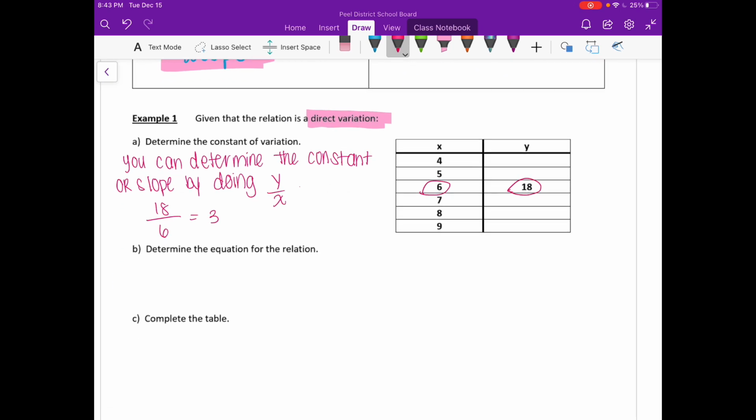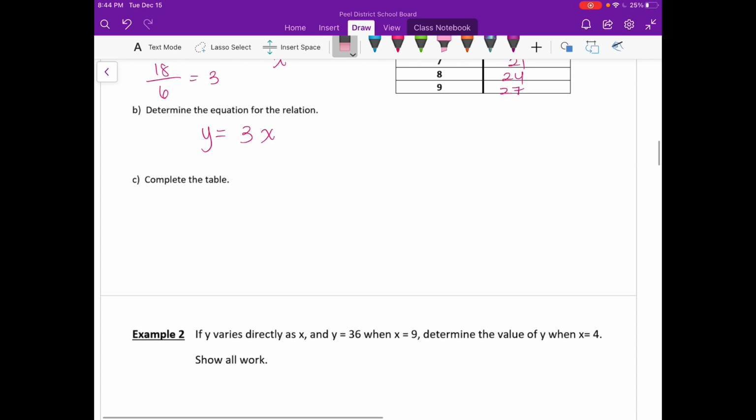To determine the equation of the relation, it's just going to be y equals 3x. So let's complete this table. y is equal to 3x, and x is 4, so y is 3 times 4, 12, 15. 7 times 3 is 21. 8 times 3 is 24, 27. Another way we could figure this out is that it's increasing by 3 each time, so you're just adding 3. Okay, so we completed the table.